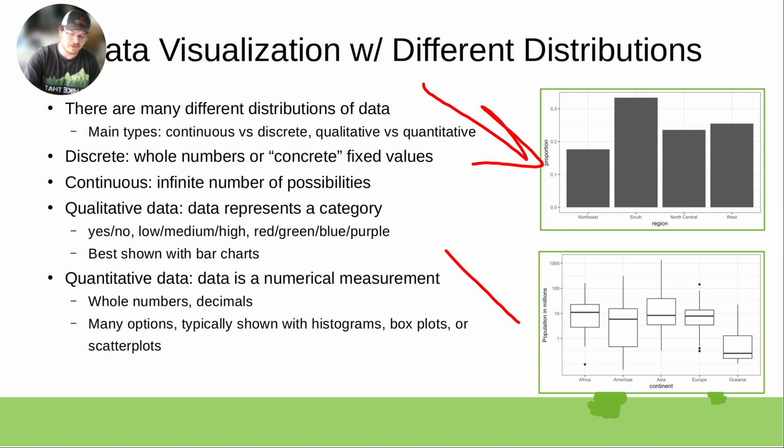Whereas the bottom one here is quantitative data, excuse me. So we are measuring the continents and the population size on those continents as a box plot, which shows us the mean, median, mode, interquartile range, highs and lows. Okay, so there's more data displayed there because there is technically an infinite number of possibilities, a wider range.